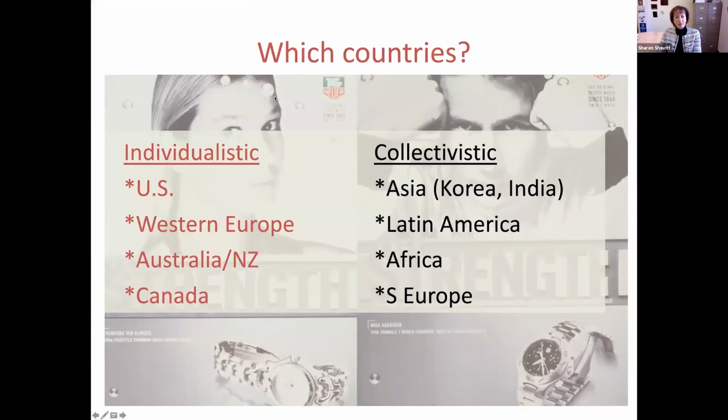And this is sort of broadly what we tend to classify as individualistic societies versus collectivistic societies. So US, most of Western Europe, Australia, New Zealand, Canada, all of the English-speaking world basically, plus Western Europe would be classified as individualistic. Collectivistic would be East Asia, Korea, India, China, Japan. Latin America, from the limited amount of data that we have, Africa and parts of Southern Europe tend to be more collectivistic in their orientation.